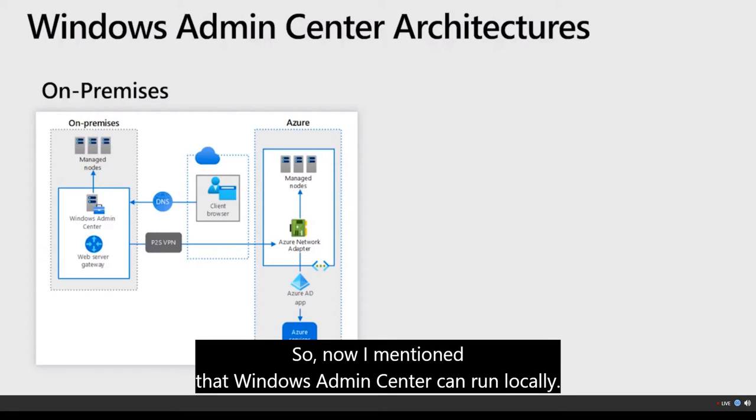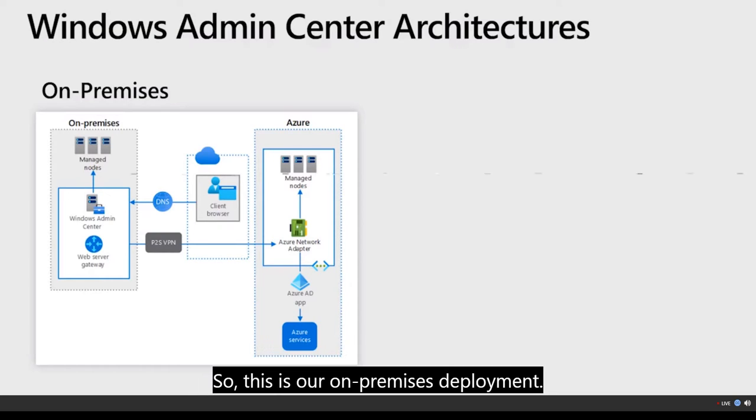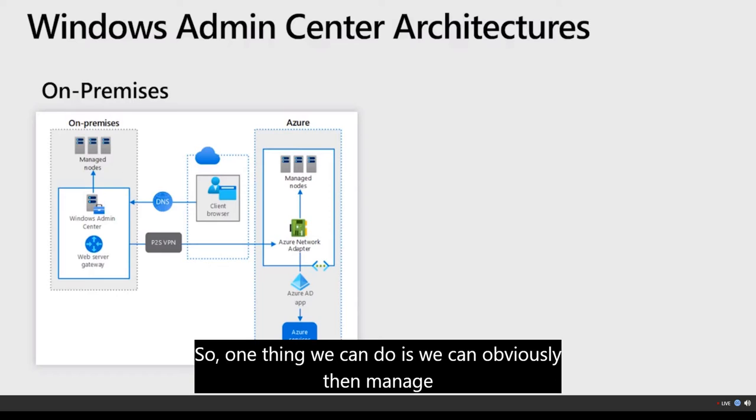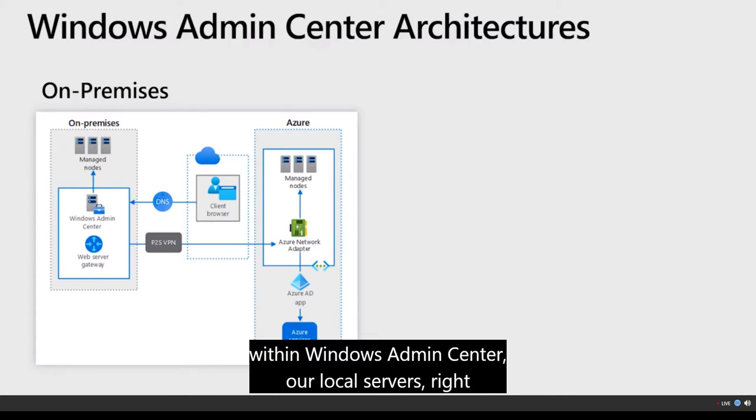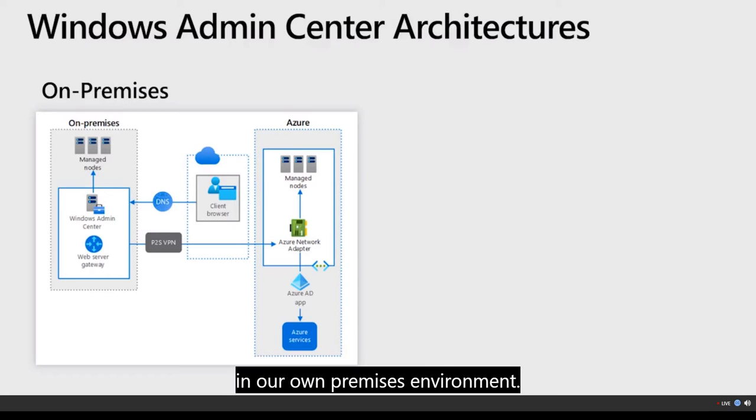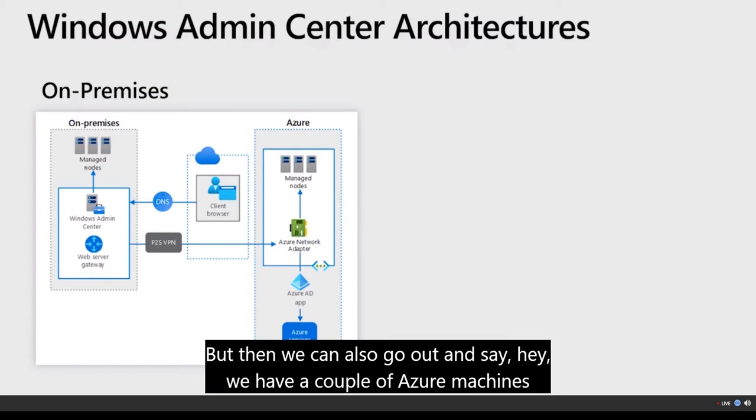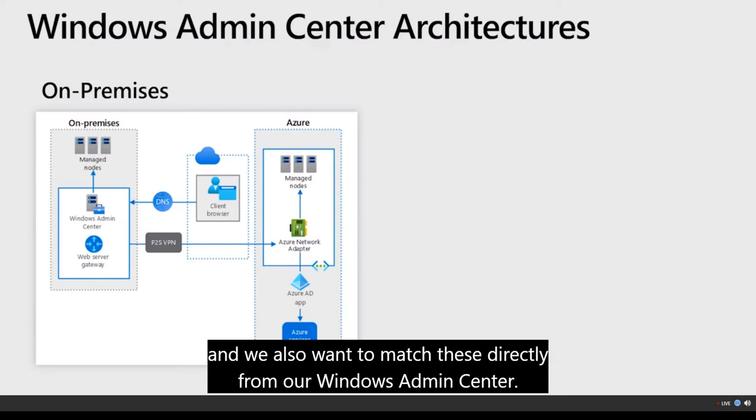Now I mentioned that Windows Admin Center can run locally. So this is our on-premises deployment. One thing we can do is manage our local servers with Windows Admin Center in our on-premises environment. But then we can also say, hey, we have a couple of Azure machines and we also want to manage these directly from our Windows Admin Center.